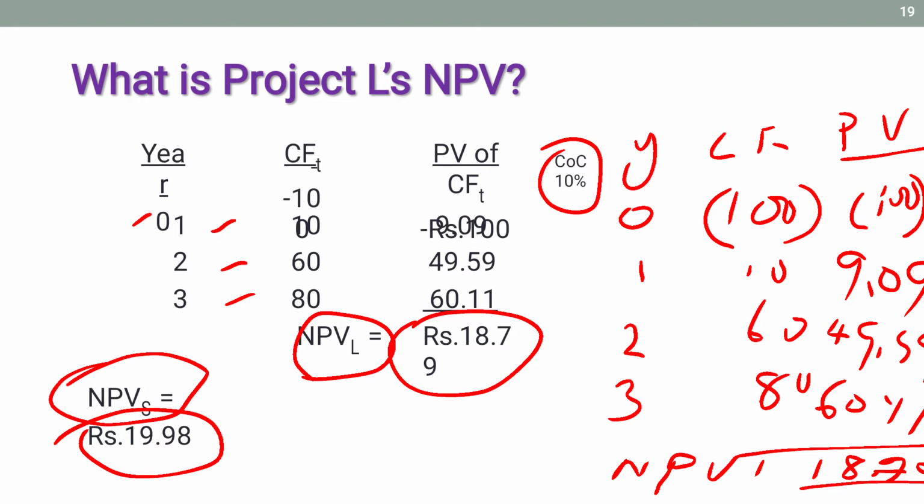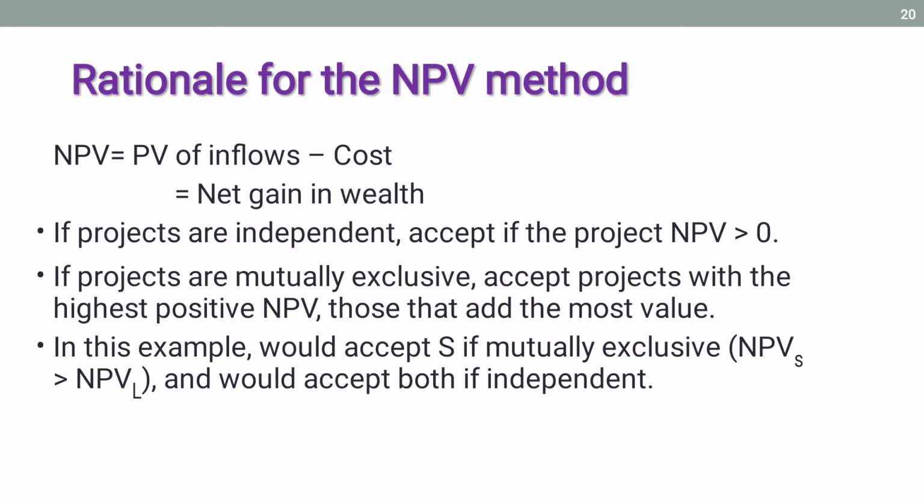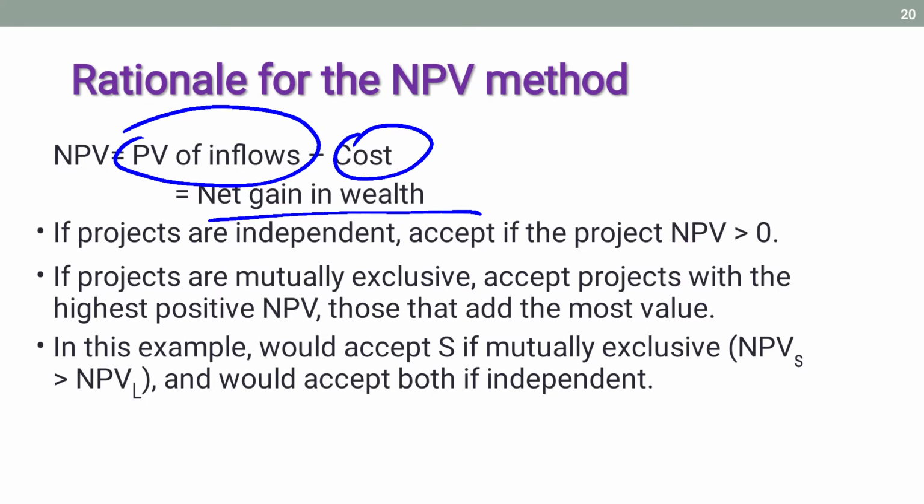These are the present value. I'll take another color. These are the present value, right? NPV is 18.79 for the project L. For the project S, 19.98. Okay, moving to the decision. How we are calculating? Present value of cash inflow minus cost. Then net gain in wealth is found.